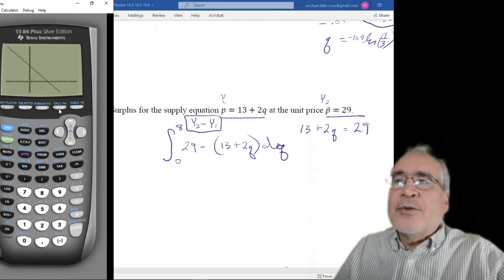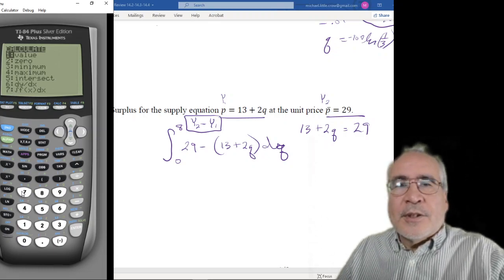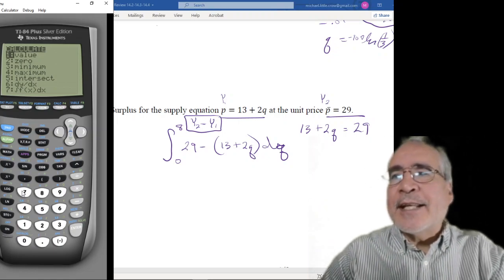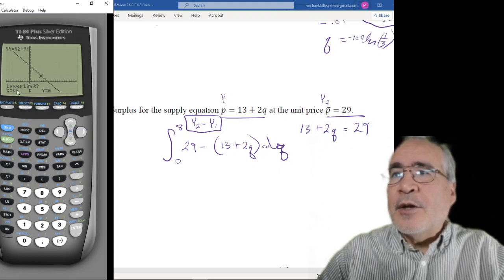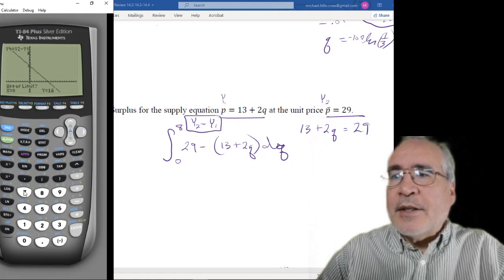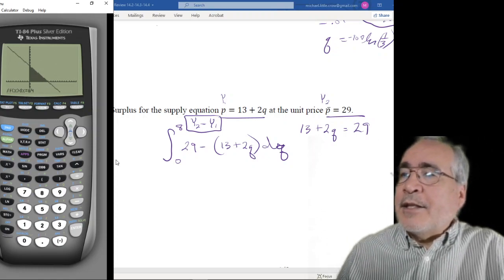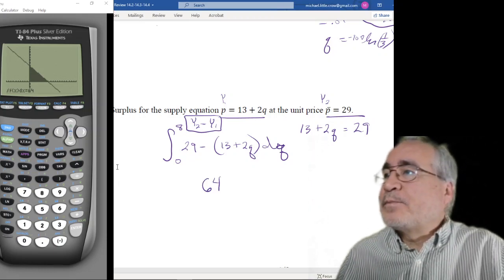That's what allows my tool here, second calc, my integration tool, to find it, because the tool is set up to just find the area between one curve and the x-axis. That's the way it's designed. What we've got set up here works perfectly. So we want to go from 0 to 8. Lower limit, x equals 0. Upper limit, x equals 8. Enter. It fills it in, shows us that we're getting the right area, and that our area is 64. That's a surplus of $64.